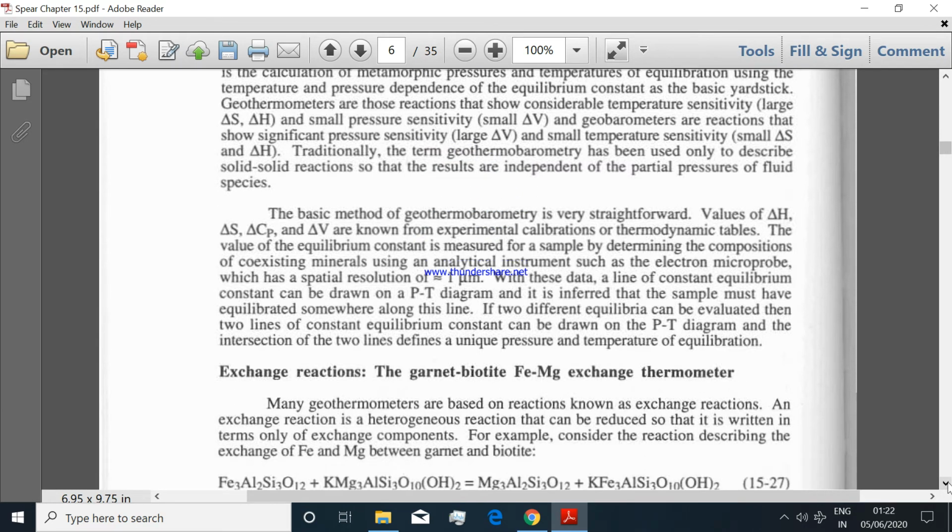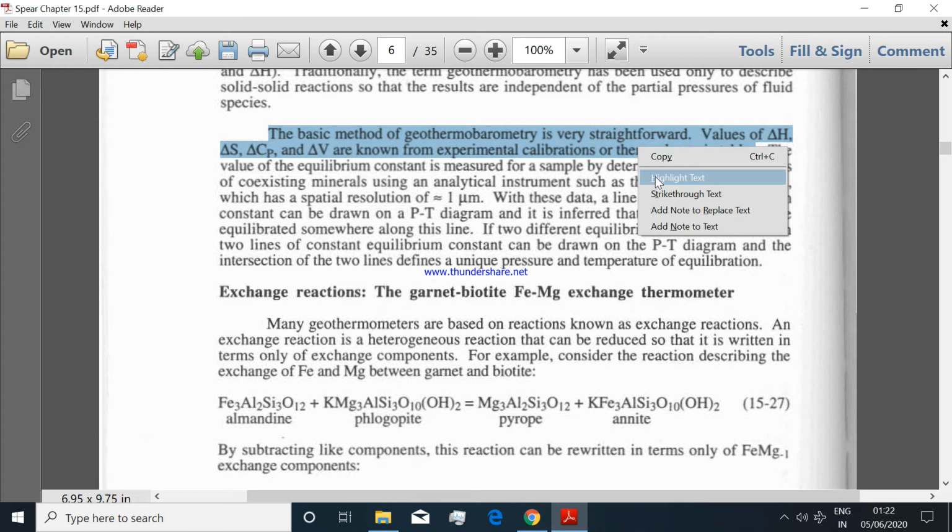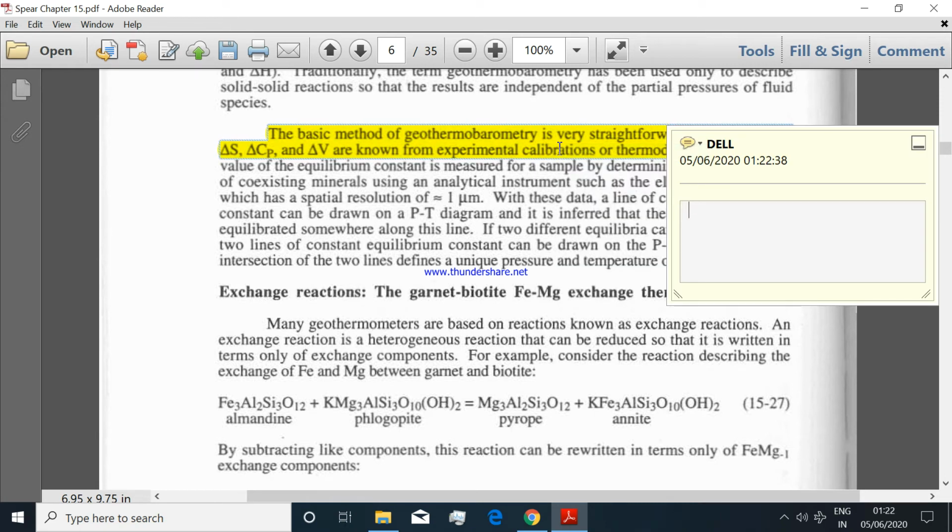Now, geothermometry and geobarometry can be described as follows. The basic method of geothermometry and geobarometry is very straightforward. The values of del H, del S, del Cp and del V are known from experimental calibrations in thermodynamic tables. As an example, you can find them in Philpotts, where a table is given, as well as tables on Google that you may find. The name of this person, I think, is Holland and Powell. Their data set.